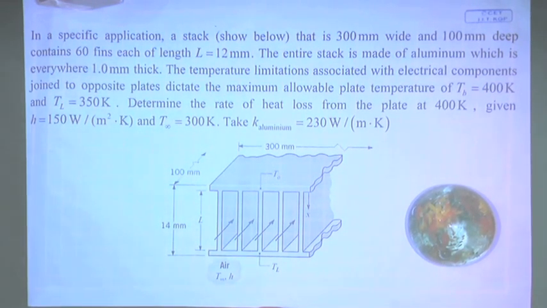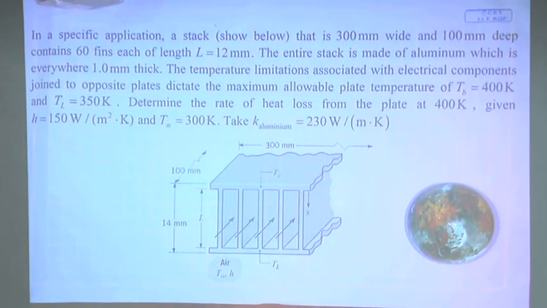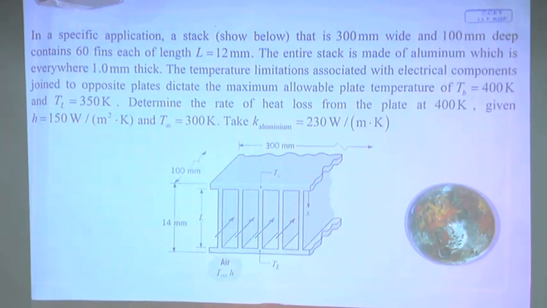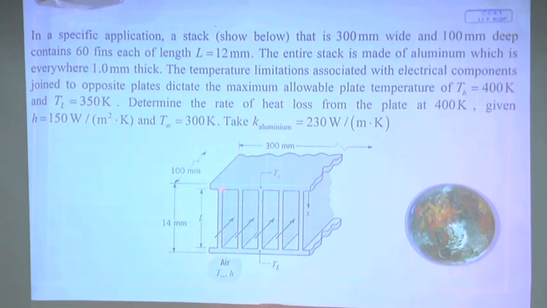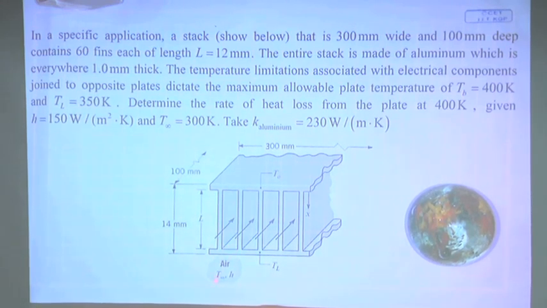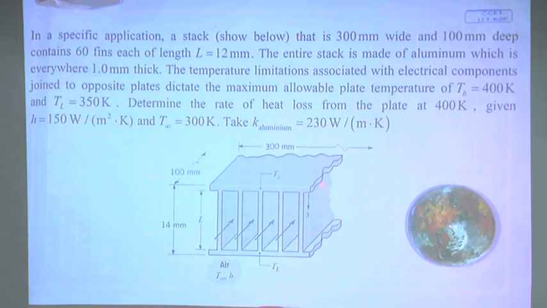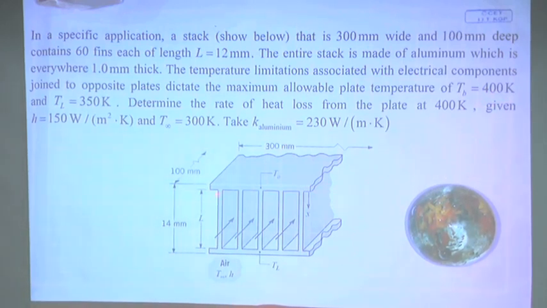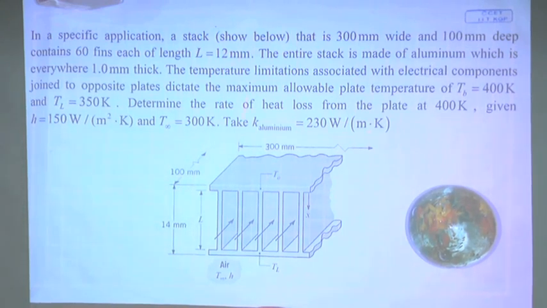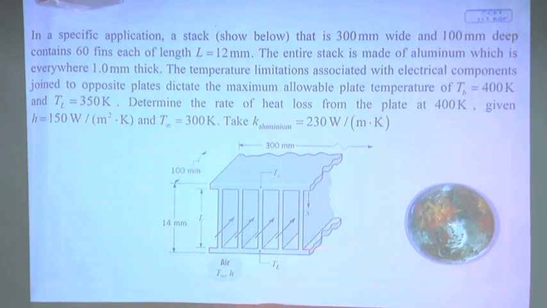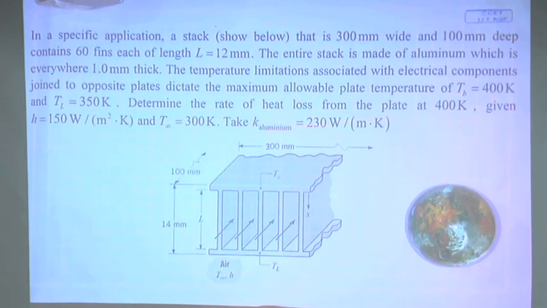The problem is very simple. But one thing, this type of problem, if it comes in examination, we will give you the formula. Here, we have to use the heat transfer from the fin, where the fin is fixed at two temperatures. That means you consider the base temperature of 400K. And if you consider the fin of a length L, which is given as 12 millimeter, the other end is at 300K. That means fixed temperature at the end.